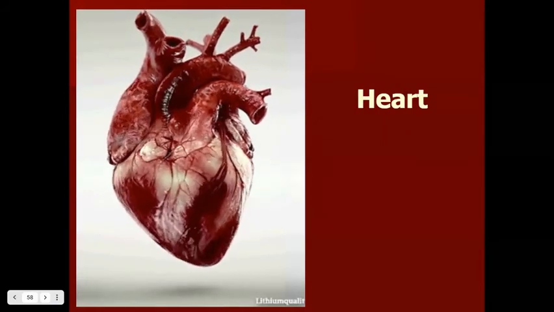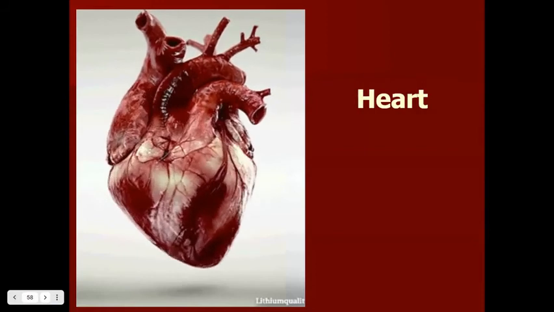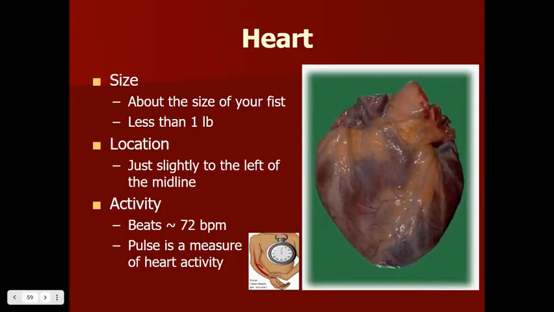Last in the circulatory system, and probably the most important, is the heart. The size of our heart is about the size of your fist, and it weighs less than a pound. We always think of our heart as being towards the left, and it is, but it's only slightly to the left. It's not way over to the left like oftentimes we think. And the activity of our heart is that it beats approximately 72 times a minute. And our pulse, like we talked about earlier, is a measure of our heart activity. Our pulse is how many times our heart is actually pumping.